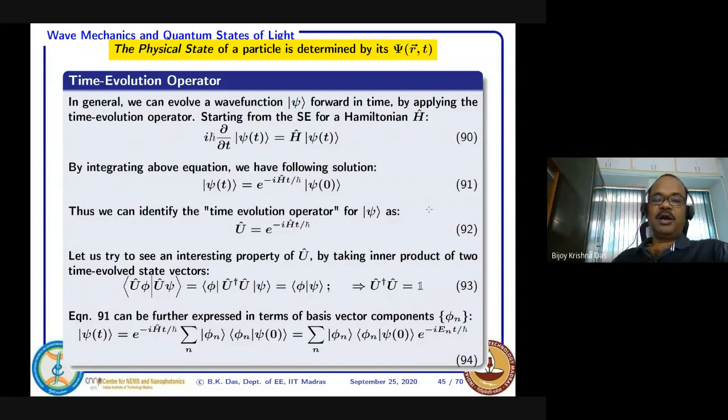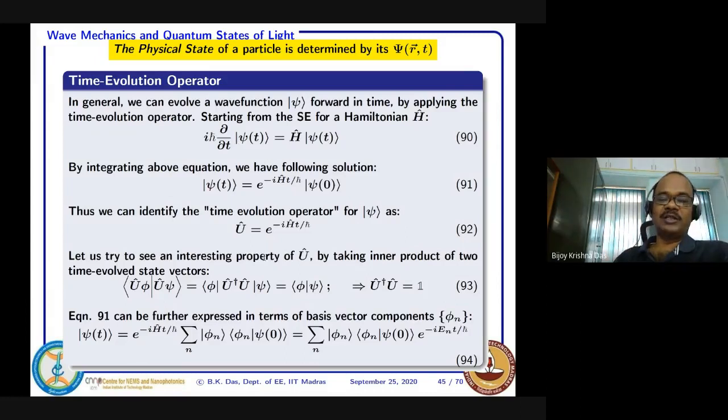Now look at it carefully. This is a ket vector, and you are using an operator here, then you get another ket vector. Forget about time dependencies, etc. You can say that this one is a kind of operator. That operator we will call the time evolution operator, because time is involved here. We represent this operator like this, U. Let us try to see an interesting property of U.